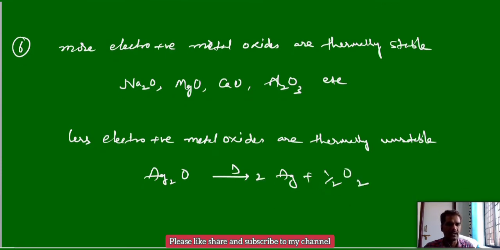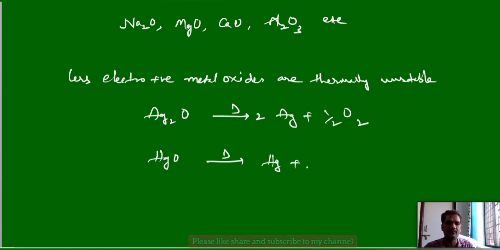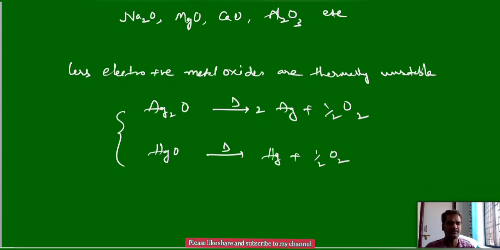Similarly, mercuric oxide can easily undergo decomposition. It can give the liquid mercury metal. These are some unstable metal oxides, and these are stable metal oxides, again due to their reduction potential values.